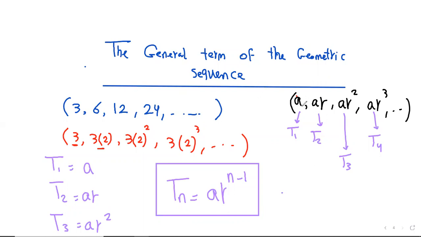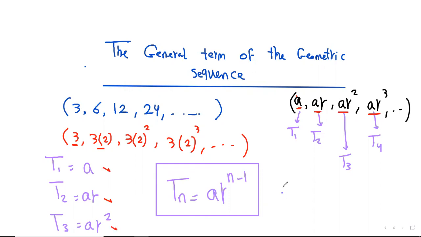So here, 3, we can write it as A, the first term, and the second term is 3 times 2. It's A multiplied by R. R is the common ratio. And the third term is AR to the power of 2, and the fourth term is AR to the power of 3, and so on. So T1, the first term, is A, and the second term, T2, equals A multiplied by R. And the third term is AR to the power of 2.